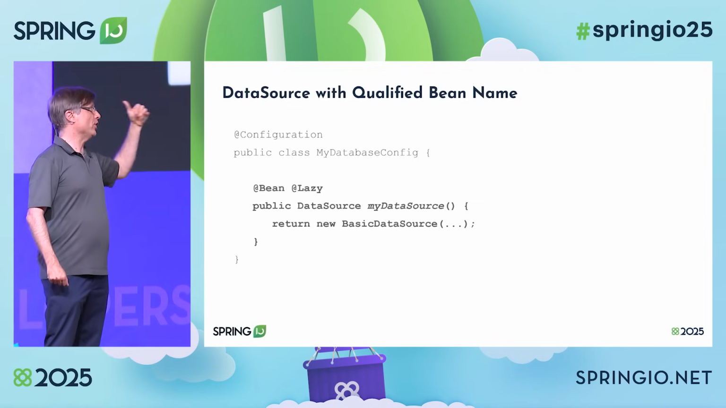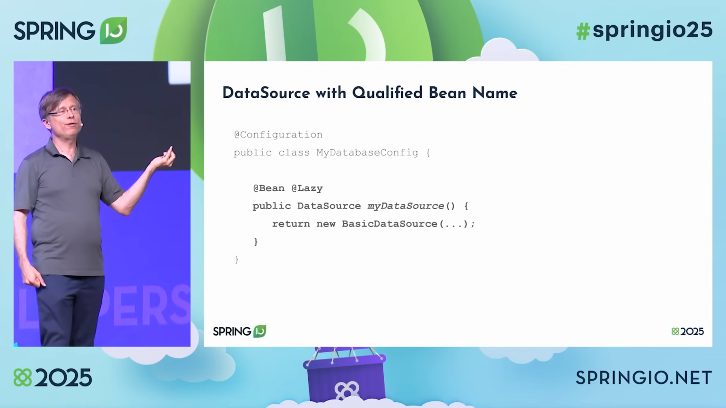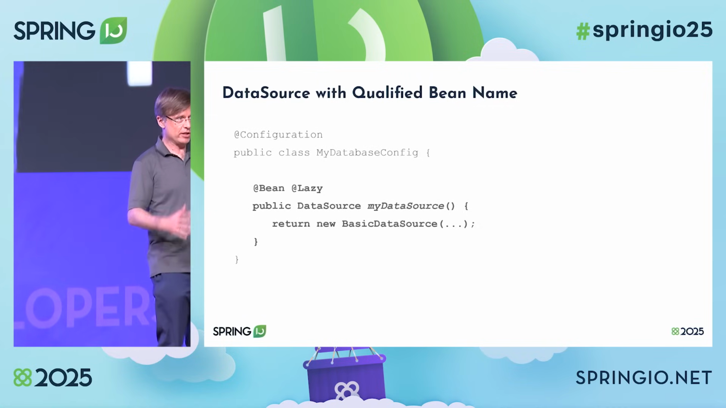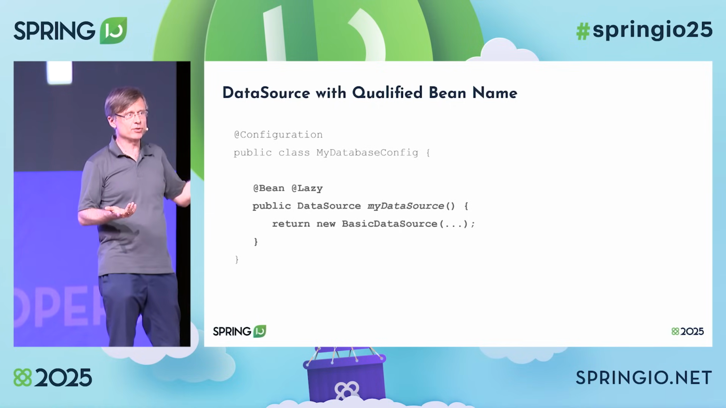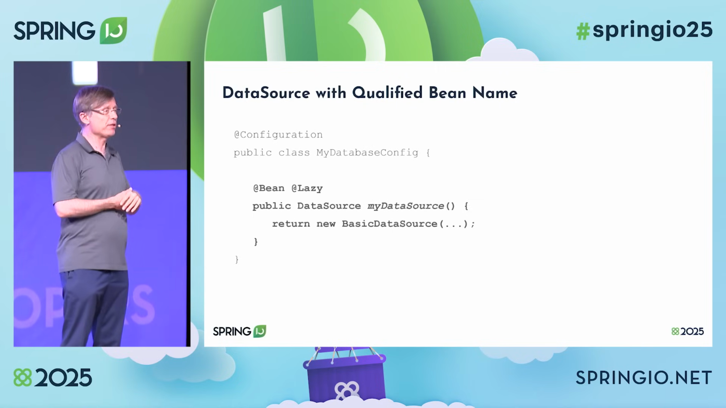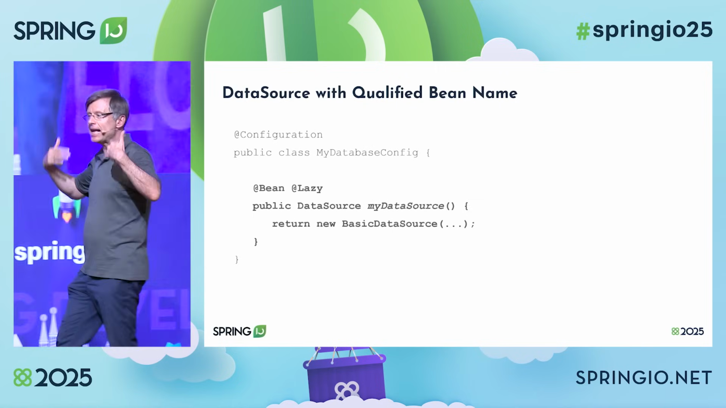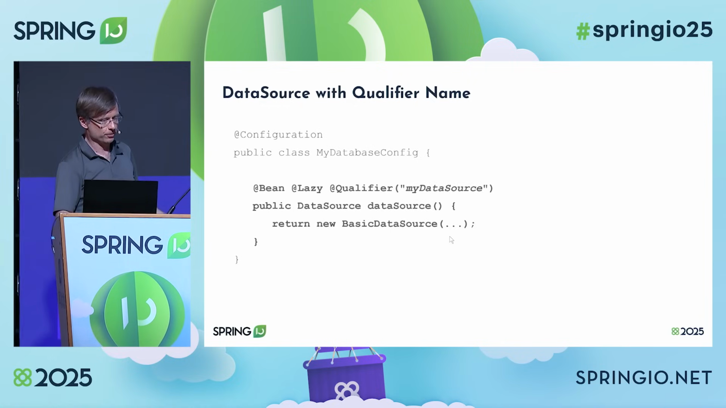If the injection point parameter name is also myDataSource, that's a fallback match. I mean, technically a fallback match, but if you're not using qualifiers, it's just a direct match. Among multiple data sources, it's going to use the one where the name matches. Pretty straightforward, and you need to provide a method name anyway, so why not use it, right? It's also more concise than adding extra information, an extra string in a qualifier annotation.